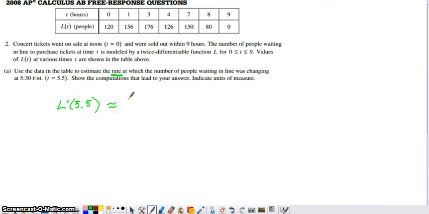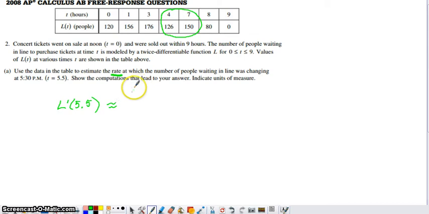So we can estimate an instantaneous rate of change, the slope of a tangent line, by using the slope of a secant line. We have these two ordered pairs right here. And 5.5 would sit right smack dab in between these two t values, right? It would be 1.5 above 4 and 1.5 below 7. So what we can say is the derivative, or the slope of the tangent line at 5.5, is going to be approximately equal to the slope of the secant line connecting these 2 points on the graph of L of t.